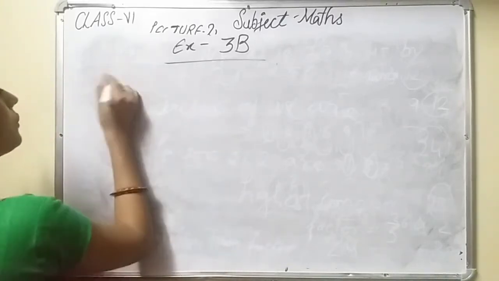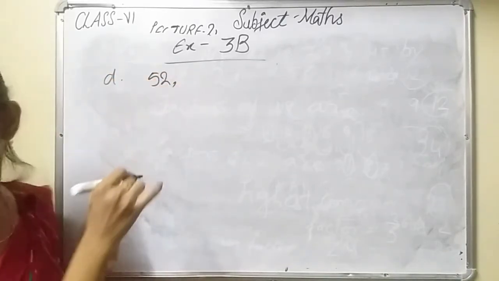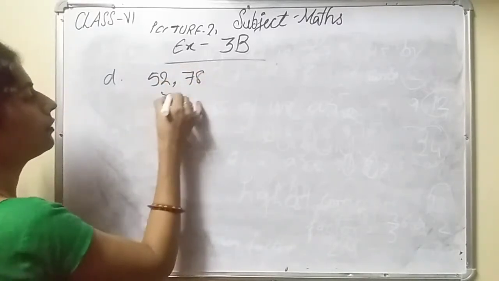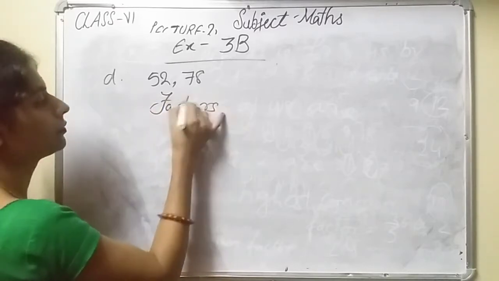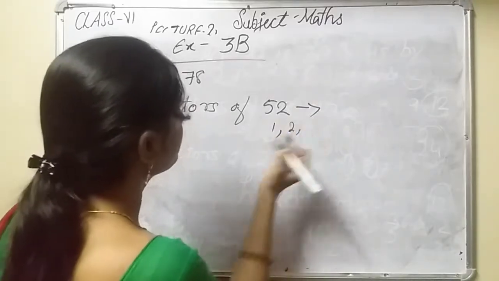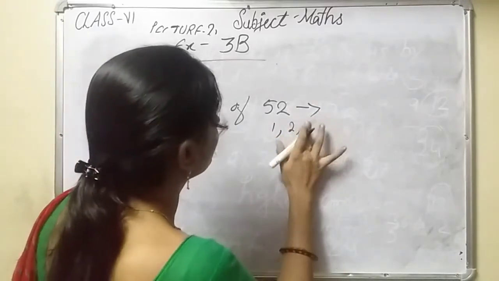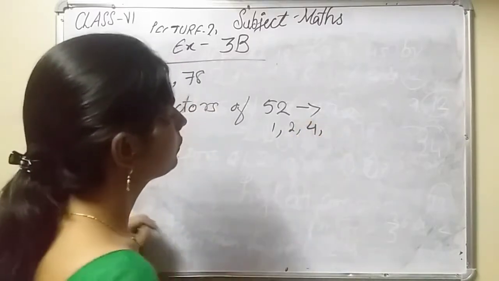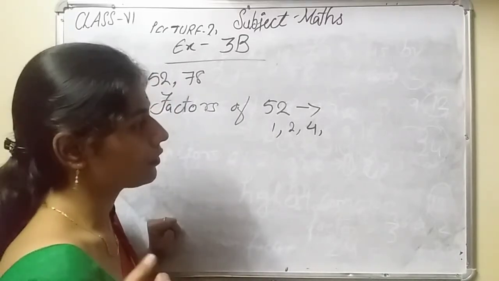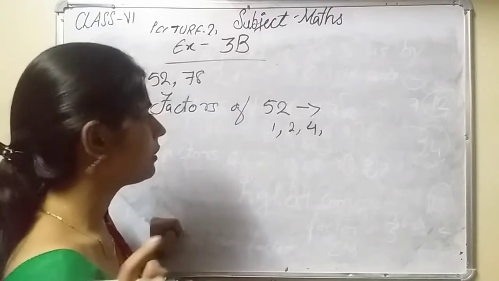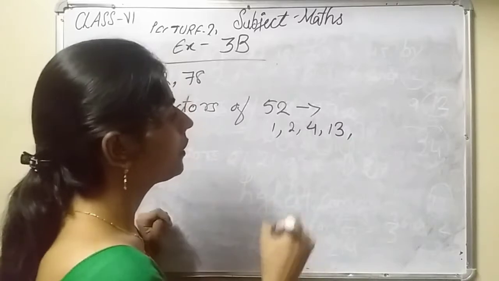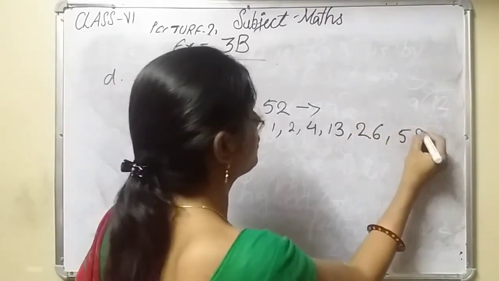See D, we will solve D now. 52 and 78. See, factors of 52 is equal to 1, 2, 3 is not there, 4, 6 is also not there, 7 is also not there, 8 is also not there, 9 is also not there, 10 obviously not, 11, 12, 13 is there, then 26, then 52.